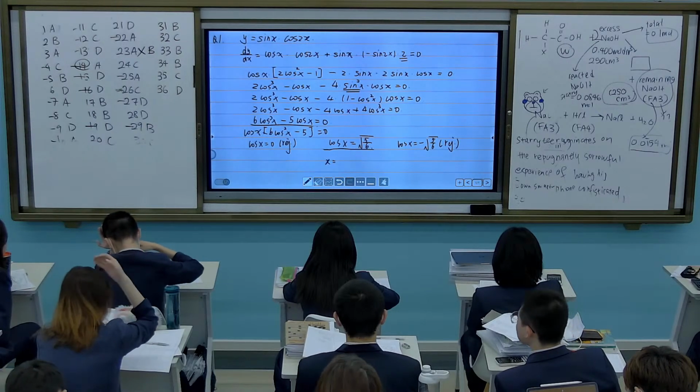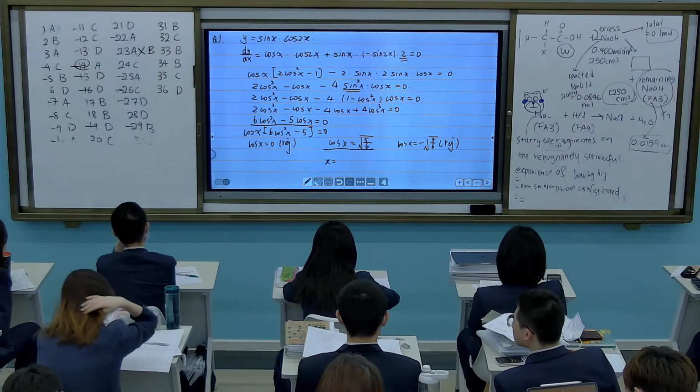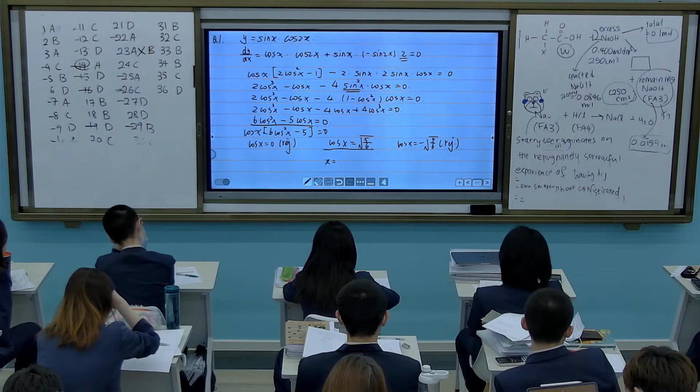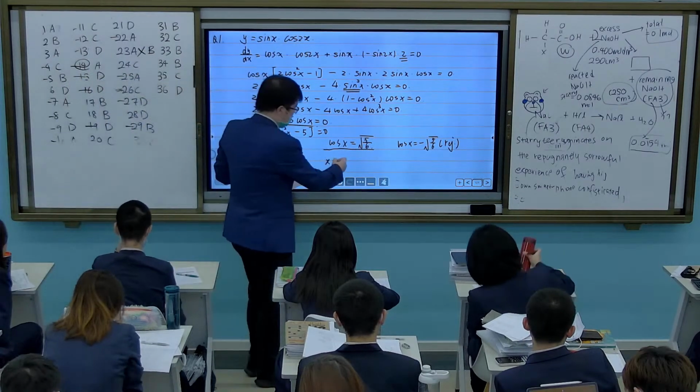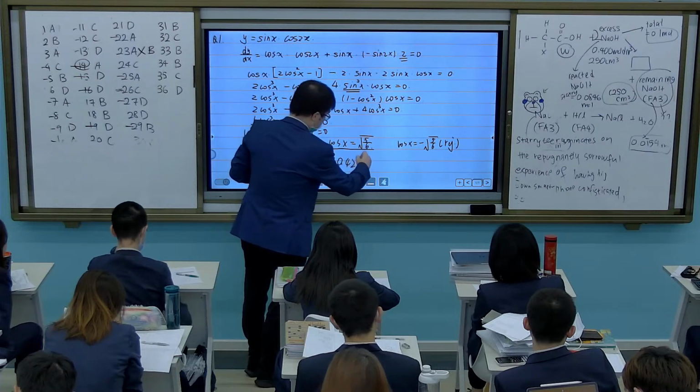Just cosine inverse square root of 5 over 6, right? 0.421, okay? 0.421.